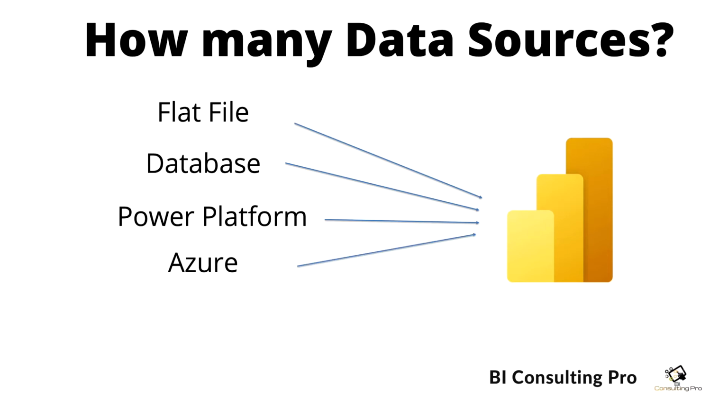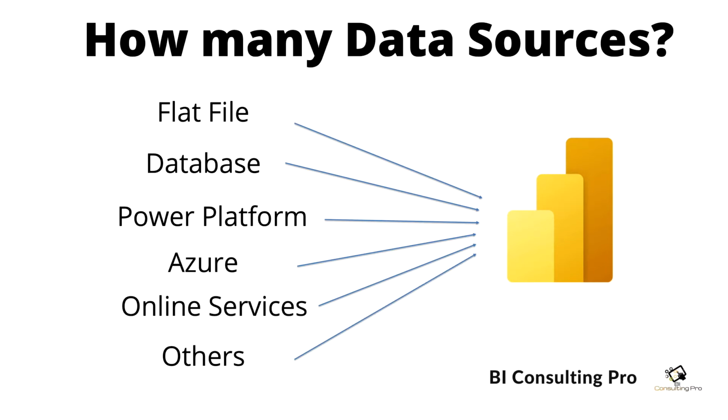Then we have Azure. Azure is Microsoft's cloud-based services, where we have Azure database, data warehouse, Cosmos DB, etc. There are a lot of different services available in Microsoft Azure, so we can get the data from there as well. And then come the online services. Online services are like websites, or GitHub, etc. Those come under online services. If some of the data sources you cannot categorize in these different categories, then definitely they come under the other category.